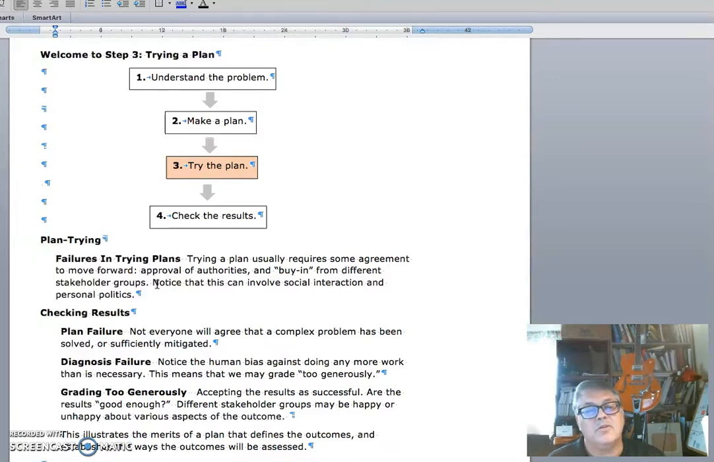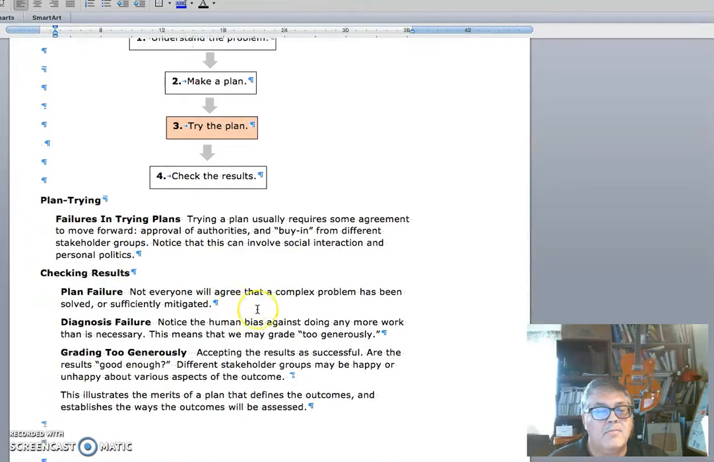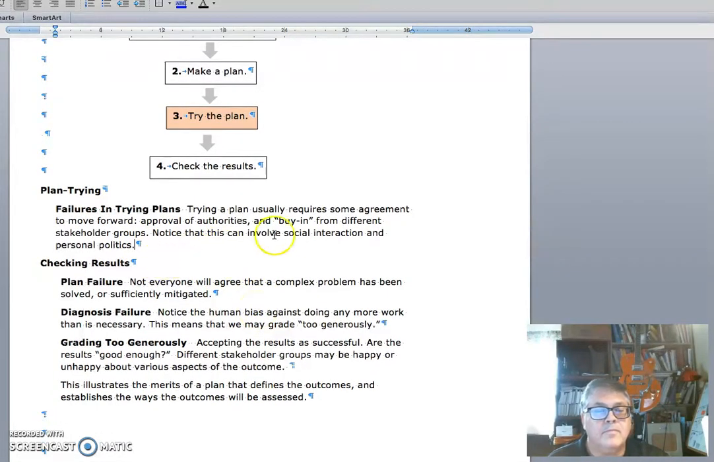Notice that at this stage, there are things like social interaction and personal politics. So if we were trying to solve a causally dense problem like immigration or the law enforcement one that we looked at this time, we noticed when we did our discussions that the social interaction and the personal politics can play a role.